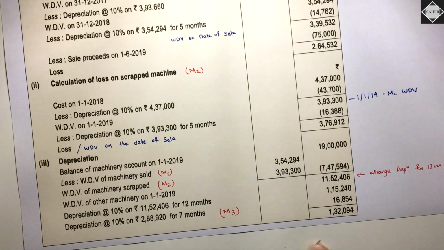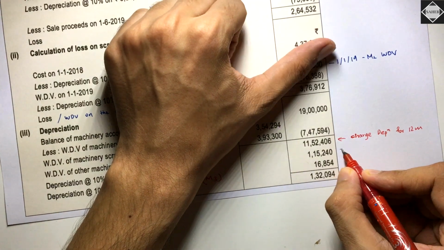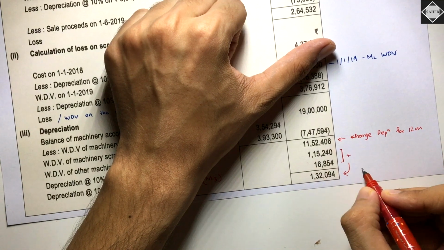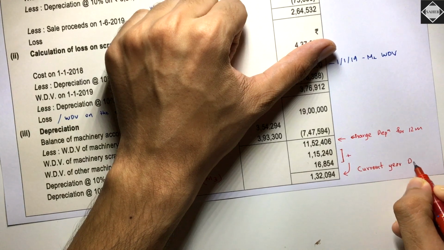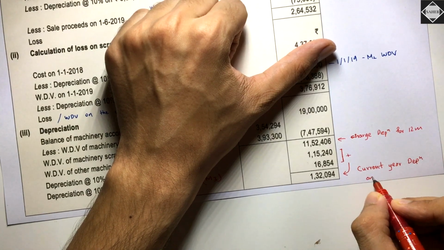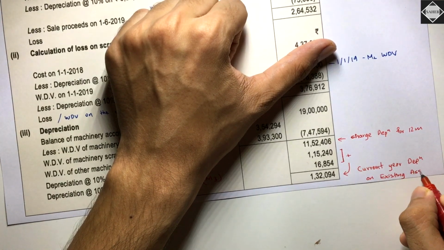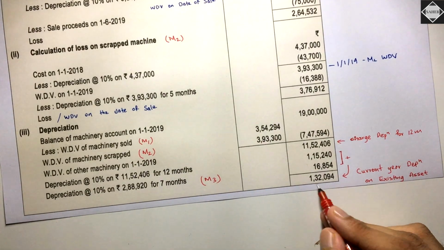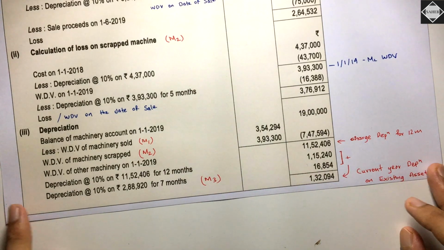Right. So now what will happen? See what they have taken over there, 1,32,094. This is the sum of these two depreciation. This is just current year depreciation. Current year depreciation on what? Not on all machines, on existing machines, on existing asset, not the asset which you have sold or scrapped, just the existing. Is that clear? That is what they have done. So 1,32,094 will be the depreciation of the current year on existing machines, on asset which you have not sold. Is that clear? Simple and straightforward.